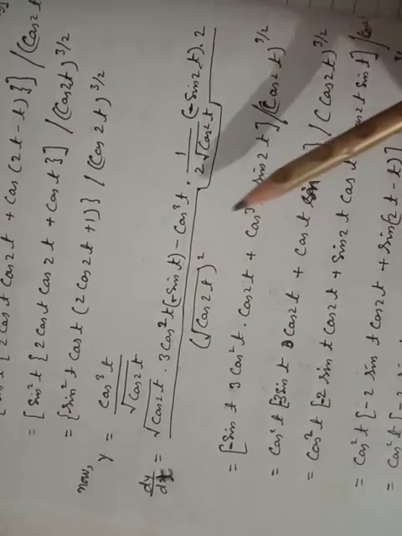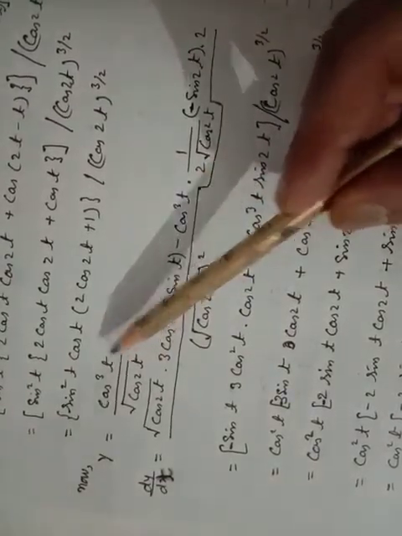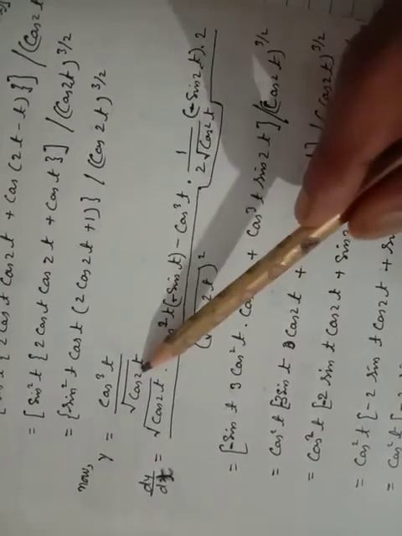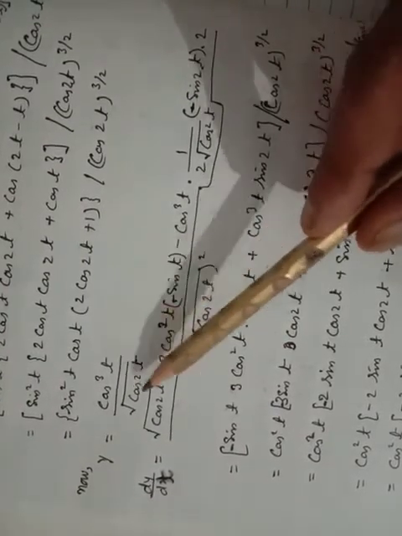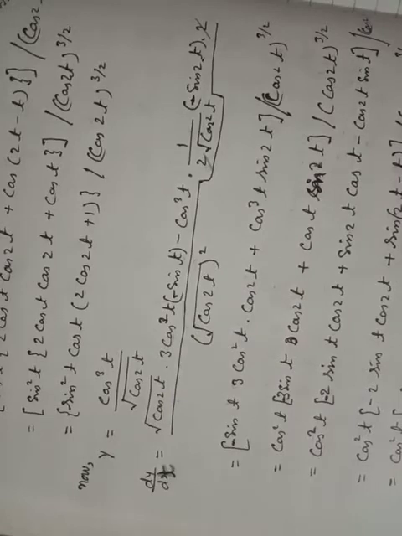Okay, so minus cos cube t, meaning leave the numerator and differentiate the denominator. 1 over under root x becomes 1 over 2 under root x. Similarly, 1 over 2 under root cos 2t, and the derivative of cos 2t is minus sin 2t, and the derivative of 2t is 2. This 2 and this 2 cancel out. Clear? Inside, and the denominator is cos 2t whole square. Okay, clear?